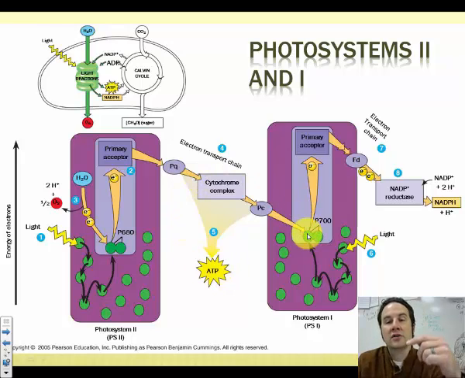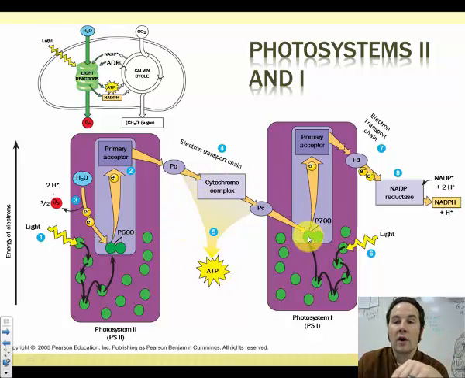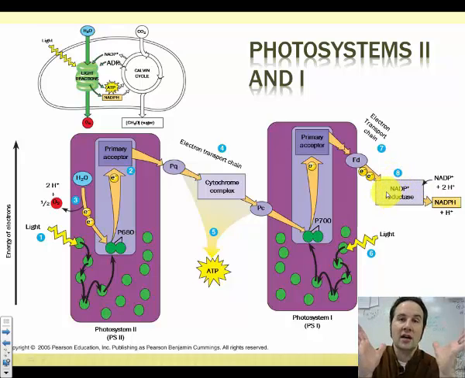Then that electron goes to photosystem 1, where another photon of light comes in, gives it a whole grip more energy, and it gets passed off. See, now those electrons are getting passed off to NADPH, which is a high energy electron truck. Just like NADH and FADH2 from respiration, NADPH is just a truck that's carrying high energy electrons.